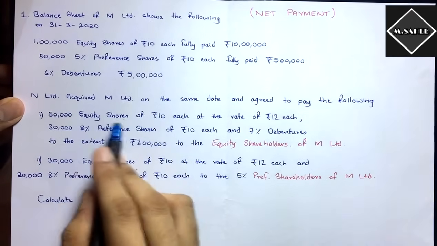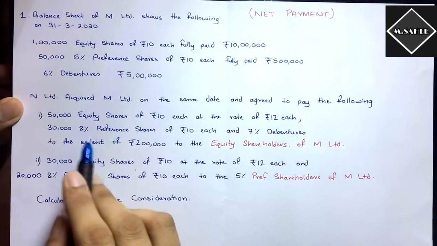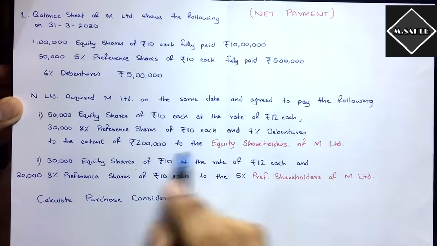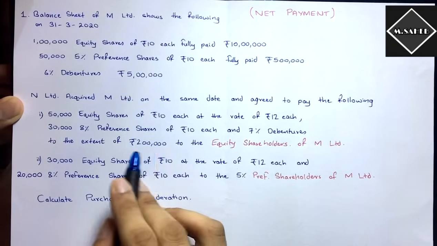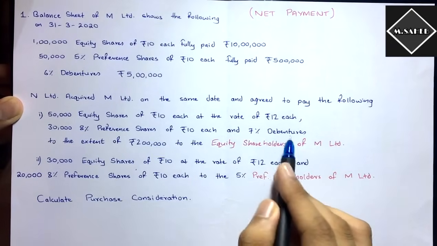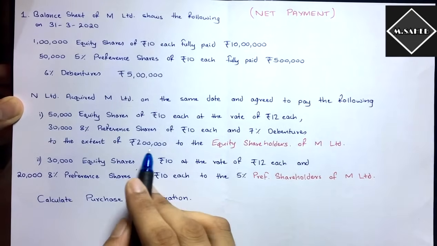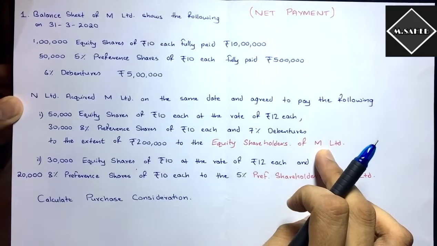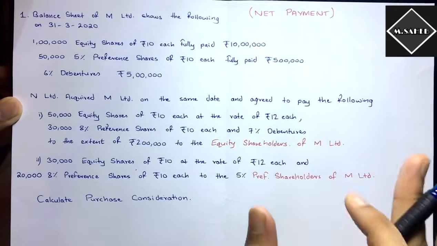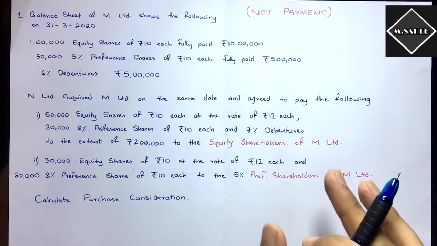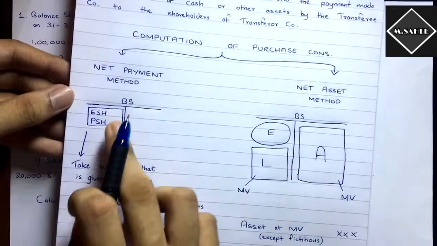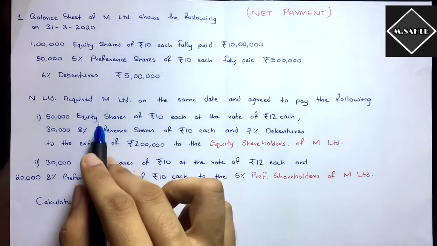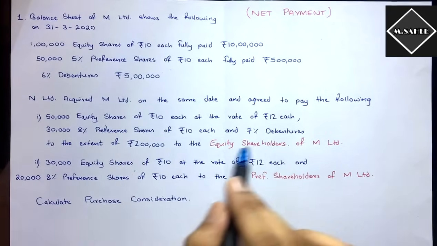First, equity shares are given to them, 50,000 equity shares, and then 30,000 8% preference shares, and then debentures of 2 lakh. Only the amount is given. They haven't given us the number of debentures, so no problem, we will only take the amount. So three things are given to the equity shareholders of M Limited. So 50% of our work is done, whatever is given to the owners of the company. So what is given to equity shareholders in this problem? Equity shares, preference shares and debentures.